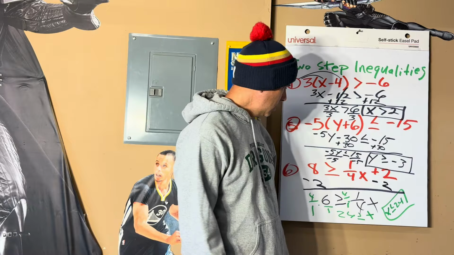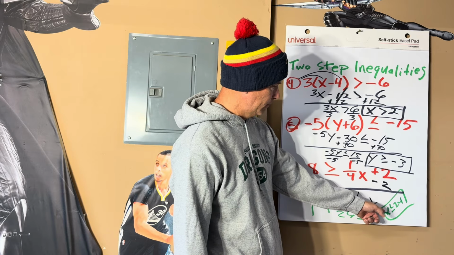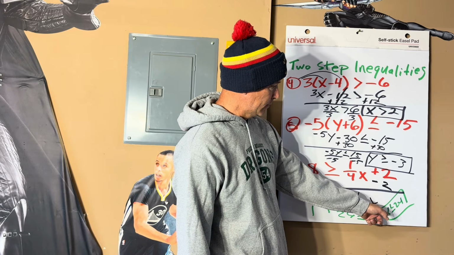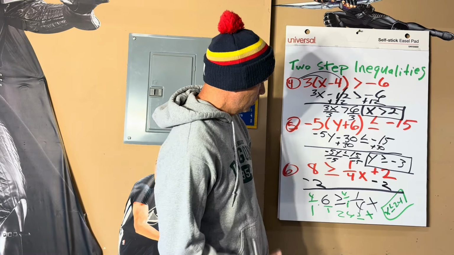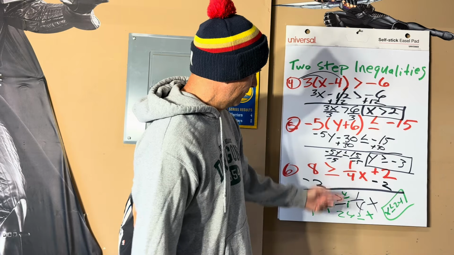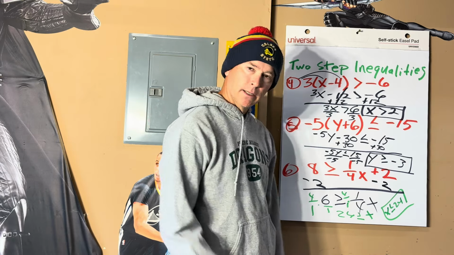All right, we're good. Let's just pick one that's not true. Let's pick a number that's not less than or equal to 24. We'll pick 28. 1/4 of 28 is 7. 7 plus 2 is 9. 9 is not less than or equal to 8.